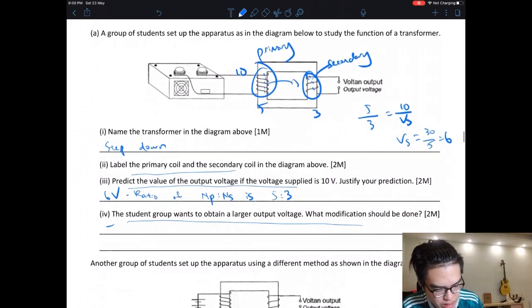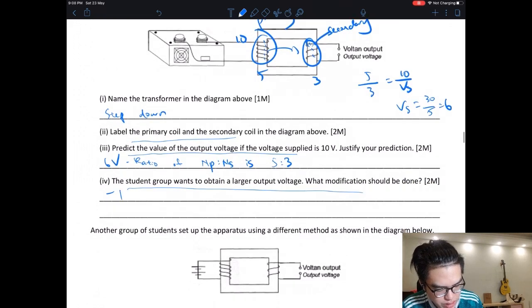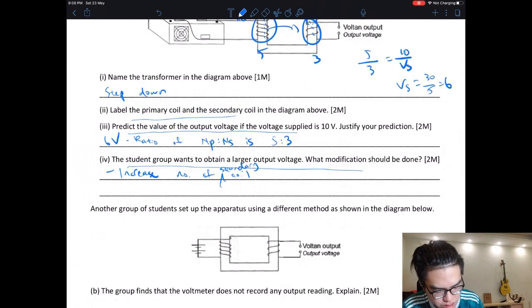Okay, so you can increase the number of coil, number of output, so secondary coil. The secondary there you turn more. Or you can say increase input voltage, or primary voltage.